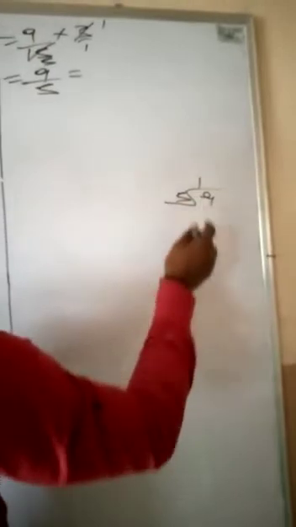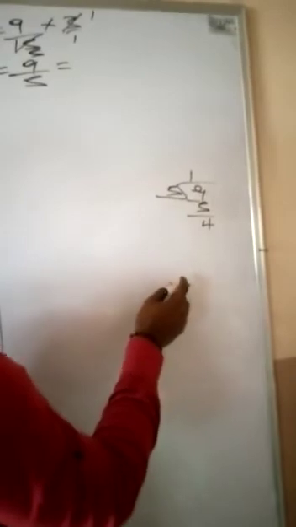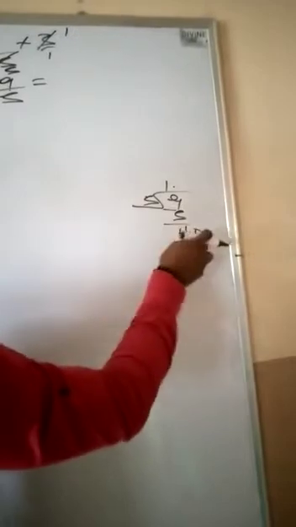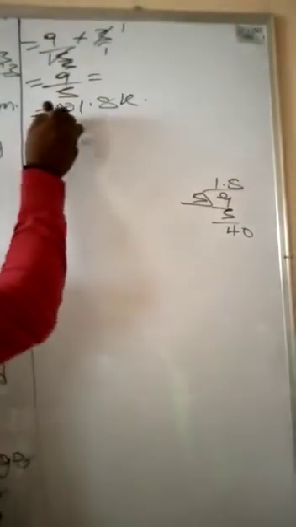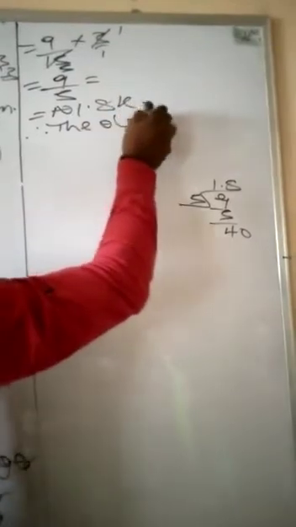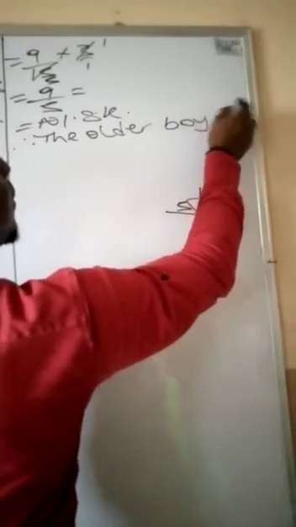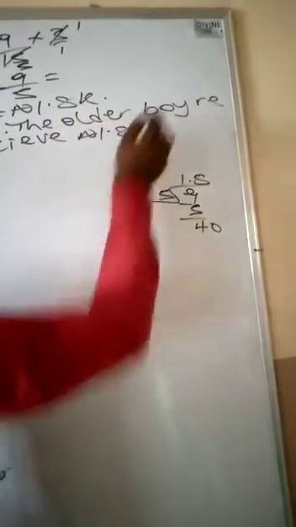5 into 9 will give us 1. 1 times 5 is 5, and we subtract, we are having 4. 5 can go into 4; we put a decimal point and 0 here. 5 here will give us 8. So that is going to give us 1 naira 8 kobo. So therefore, the older boy receives 1 naira 8 kobo. Now we're going to take the next question, which is question number 4.